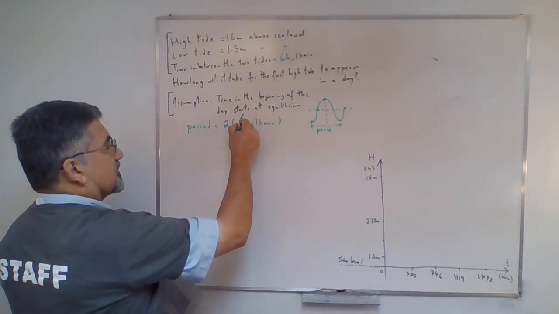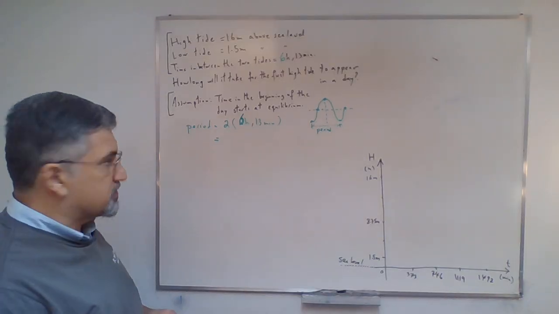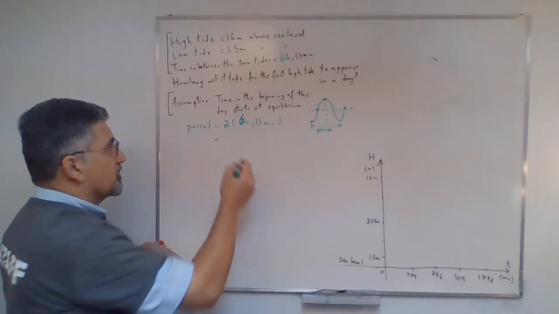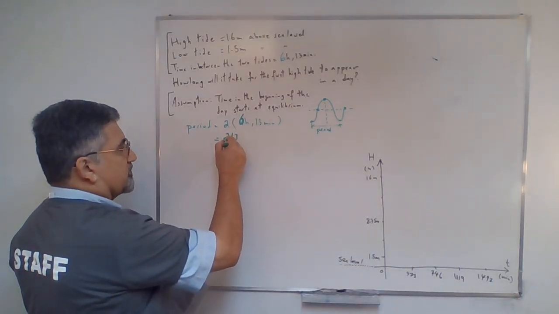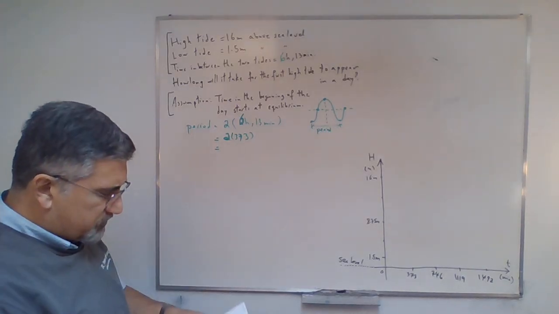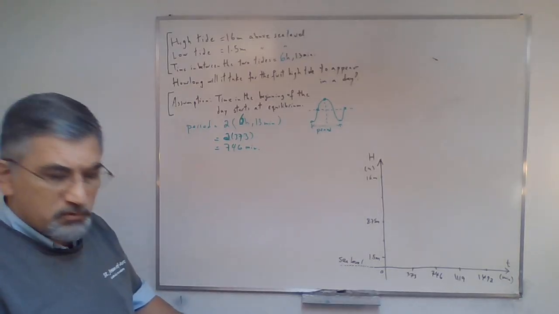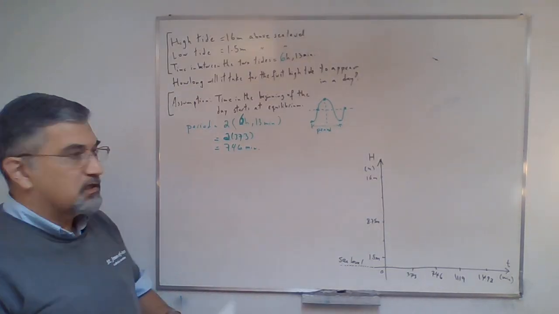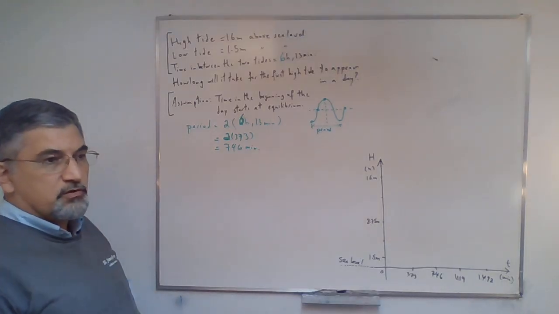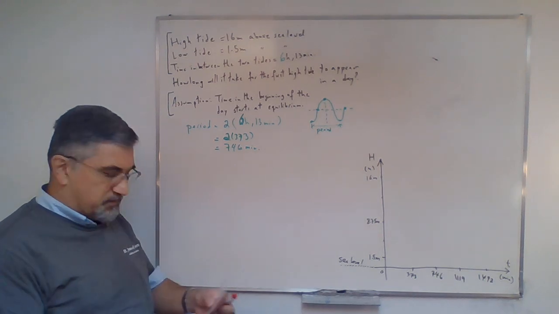So 6 hours would be 360 minutes, right? 360 plus 13 is going to be 373 minutes. So it's going to be 2 times 373 minutes, which is going to be 746 minutes. So now we know what the period of this sinusoidal function is. Here, the sinusoidal function is actually the height of the water level with respect to time.